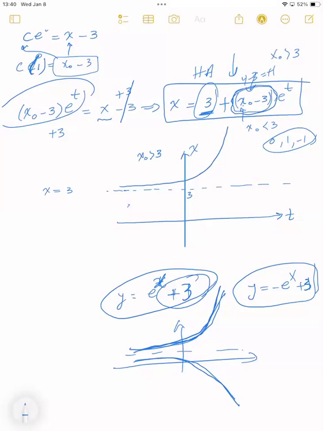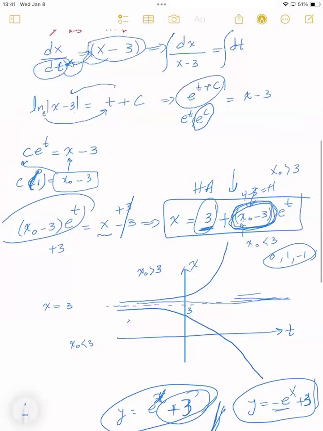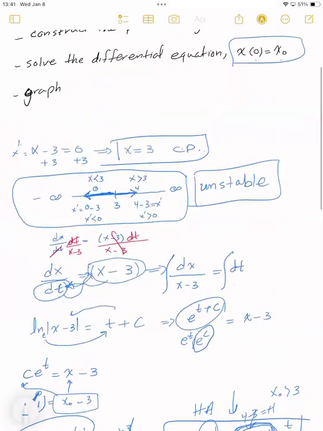If I pick numbers x sub 0 less than 3, this coefficient becomes negative. And if I have a negative e to the power t, the graph is going to go that way. So we have a spout at this critical point, and therefore that point 3 is unstable. So now we have our graph, and we have answered all the questions.